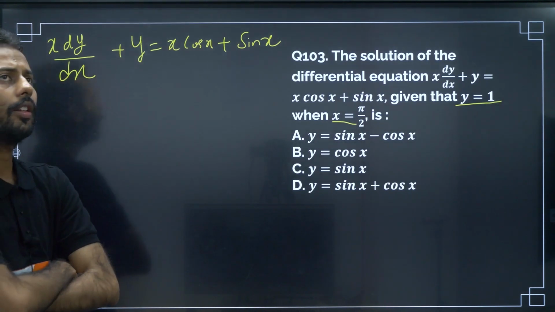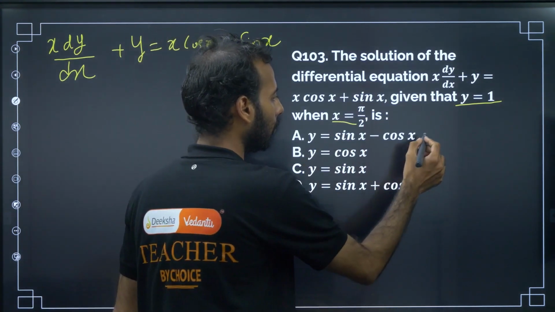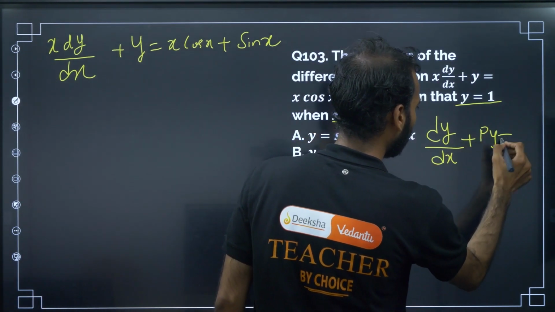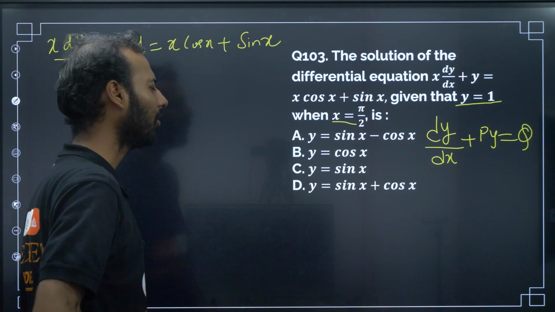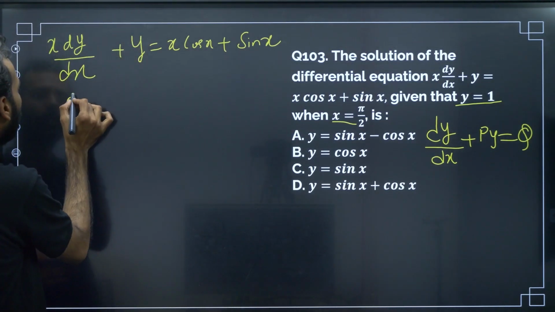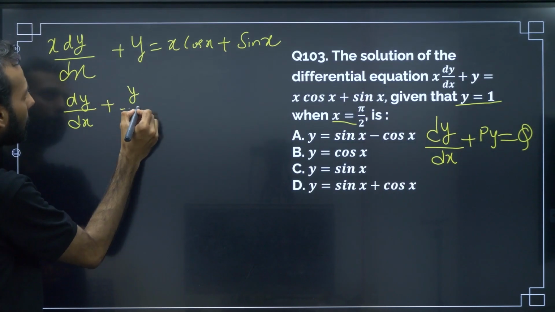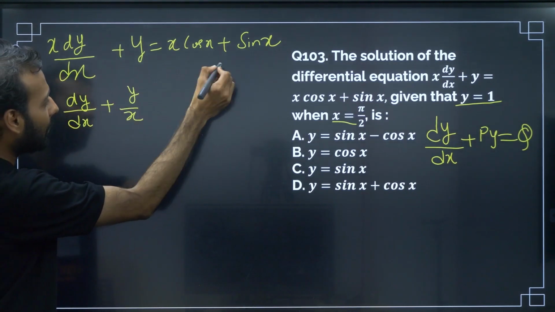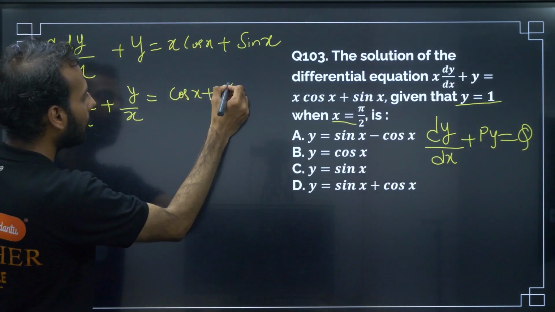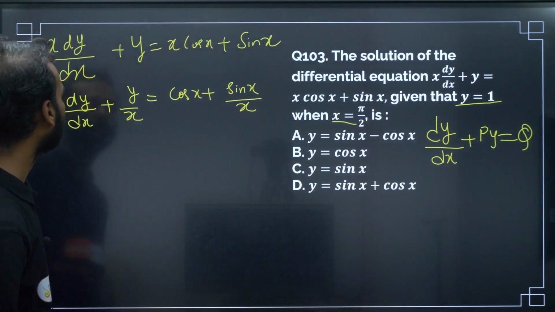Also, in linear differential equations, we have two forms: dy by dx plus py is equal to q. This is one linear differential equation. One more is with px, that is a different thing. So this looks like this. Now let me write this: dy by dx plus... I am dividing the entire equation by x, so I am left with cos x plus sin x by x. I am left with this.